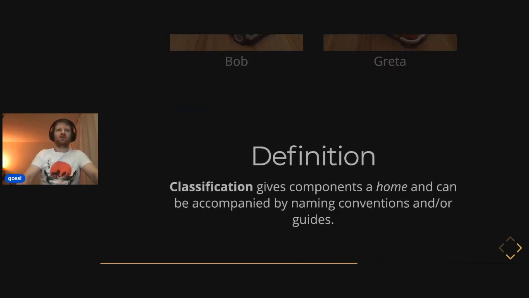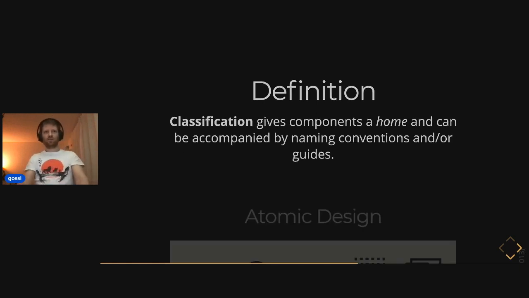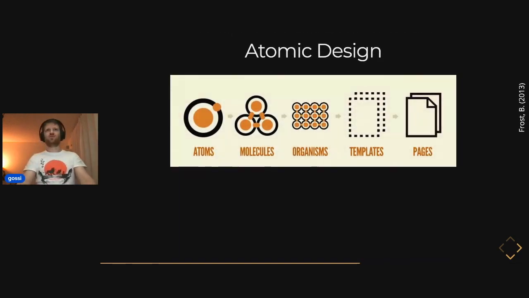For the definition of our components, the classification gives a home to a component and can be accompanied by naming conventions and or guidelines. So when it comes to components and we think about where they belong, the first thing that comes to my mind is perhaps Atomic Design by Brad Frost. He already gives us an orientation from atomic components over molecules, organisms, templates, and pages.